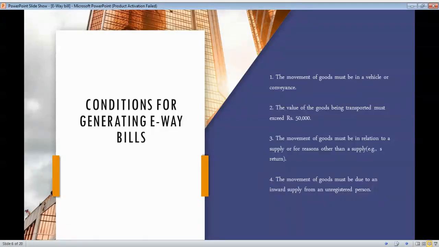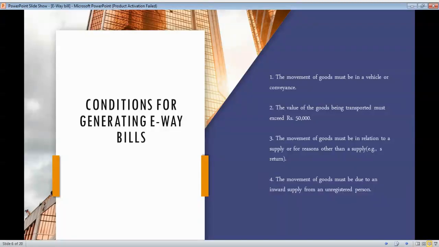The next condition is multiple consignments in one vehicle. If multiple consignments from different consignors and consignees are being transported in a single vehicle, the consolidated e-way bill must be generated. For example, let's take a truck carrying multiple consignments from different suppliers to the retailer. A consolidated e-way bill must be generated to include all the separate e-way bills for each consignment loaded onto the vehicle.